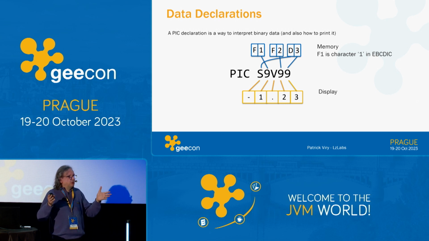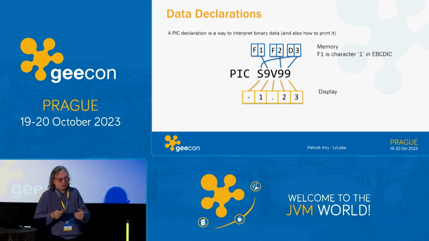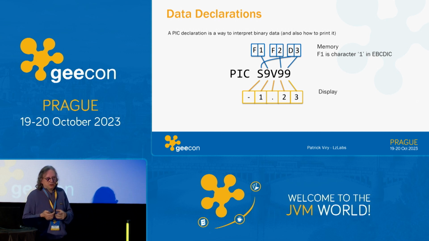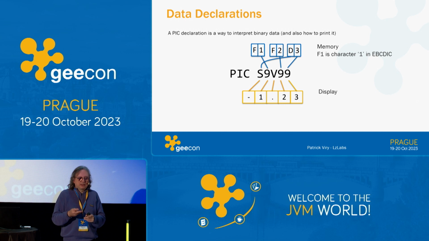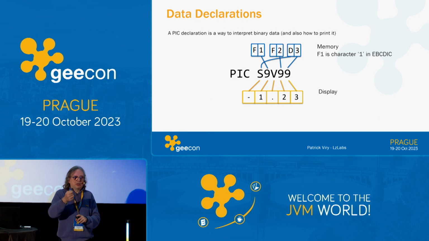Okay? A picture clause tells two things. It tells how to display the data and how to interpret it in memory. So by default, this would be stored in memory as 3 EBCDIC characters. F1 is the EBCDIC code for the symbol, the letter 1. F2 is the EBCDIC code for the letter 2. And F3 is the symbol for the letter 3, but the sign is encoded here by changing the F into D.